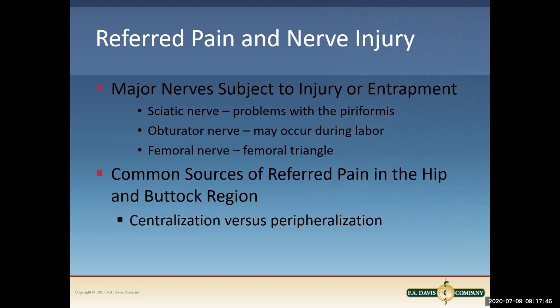So this concept of centralization versus peripheralization. Have you talked about this in PTA110 where you did modalities? Centralization versus peripheralization. Do you guys remember this a little bit or no? Okay, that helps me. It's foggy? Good.